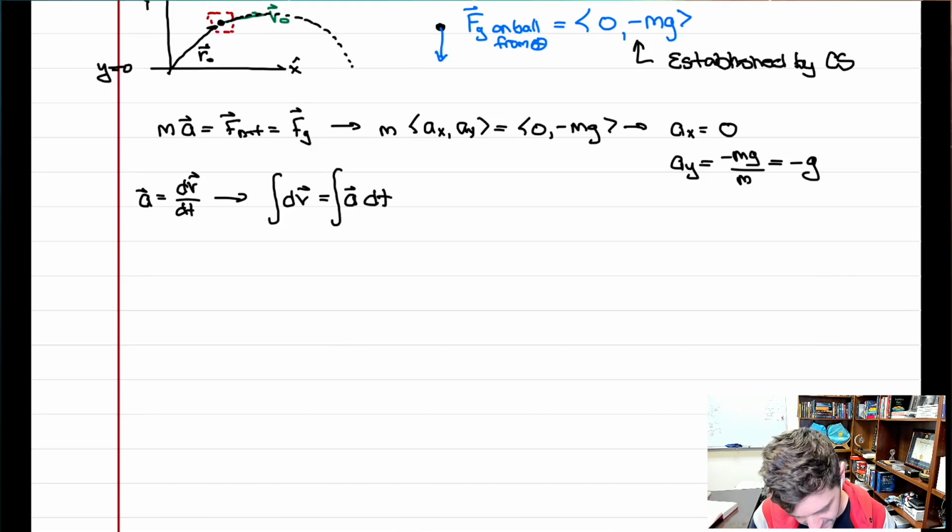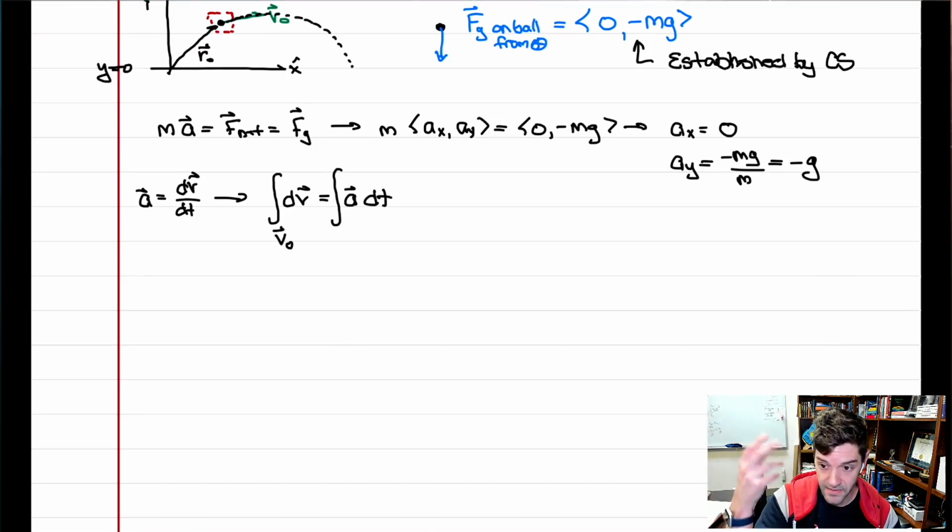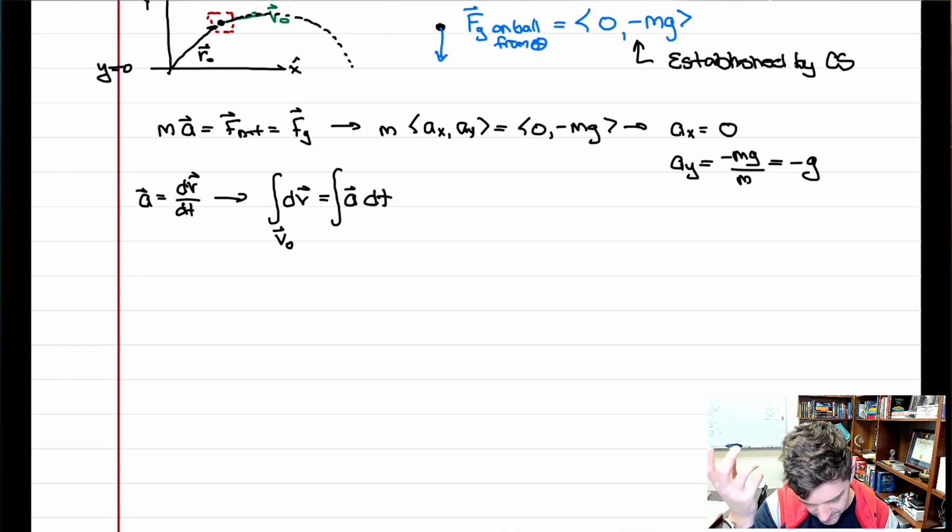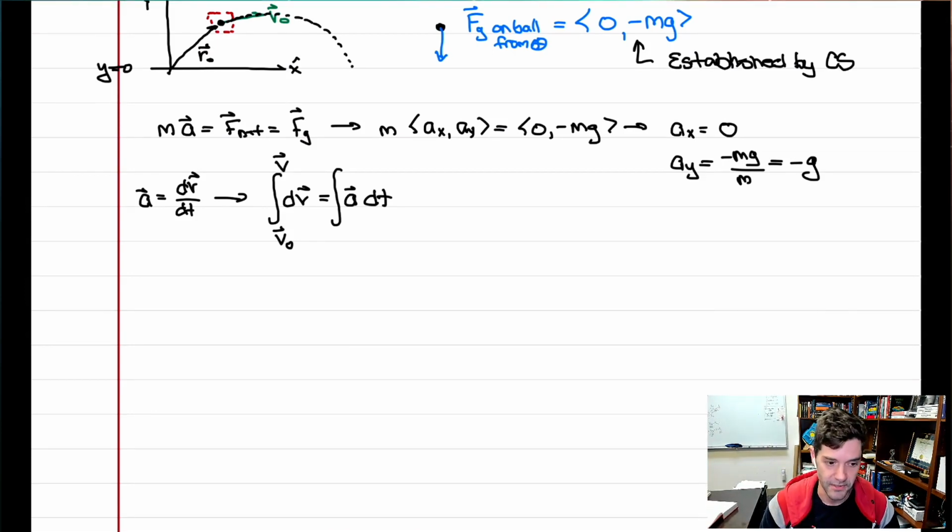So I could write this as going from some initial velocity vector v naught, which brings in what I know about where the particle started, and it ends at some final velocity, which I'll just write as some generic v. The right integral is integrating over time instead, so my limits can't be v. The limits in this case have to be the times that are associated with the v's.